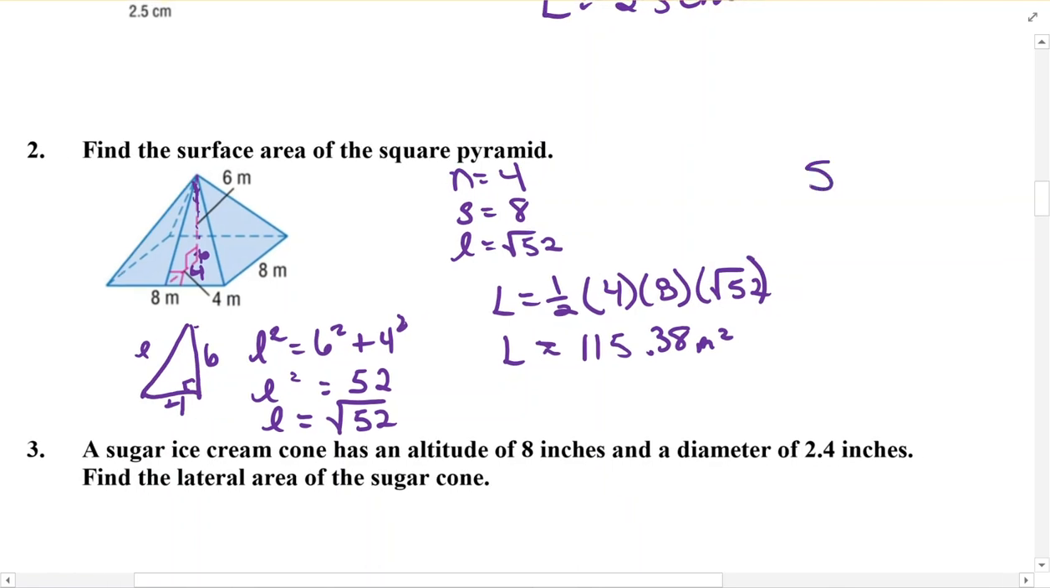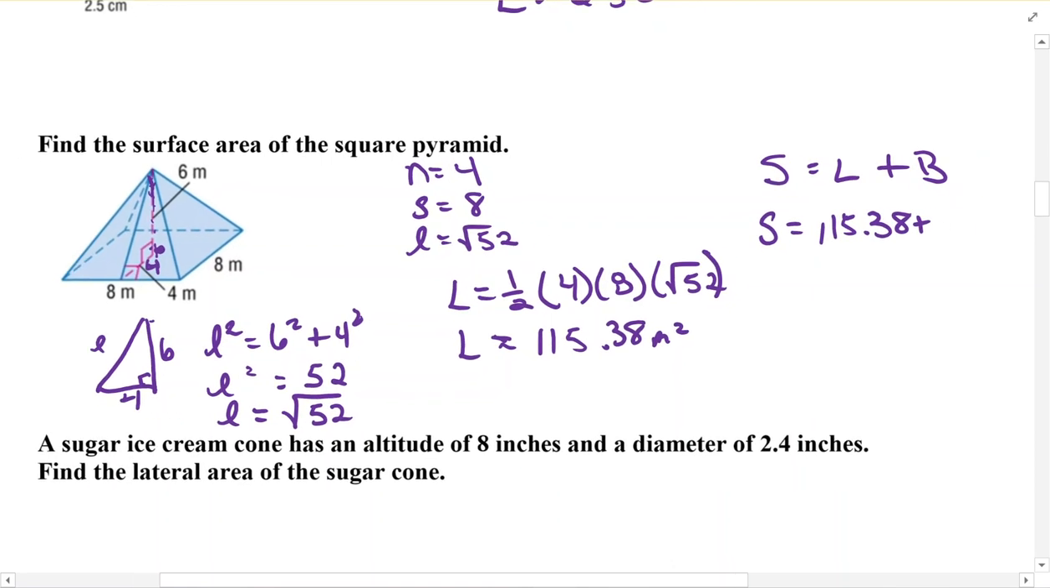To find the surface area, it is the lateral area plus the base. So we have 115.38 plus the area for the base, which would be base times height. So this base area would be 8 times 8. The surface area then becomes approximately 179.38 meters squared.